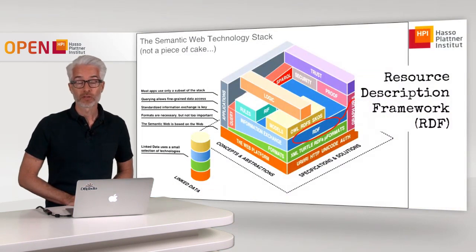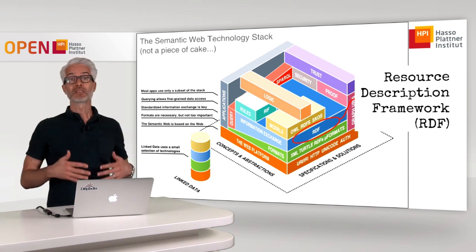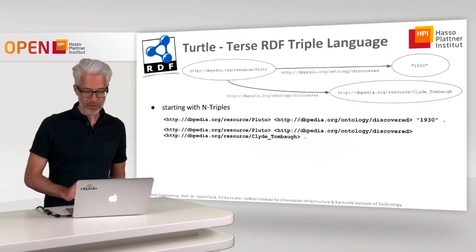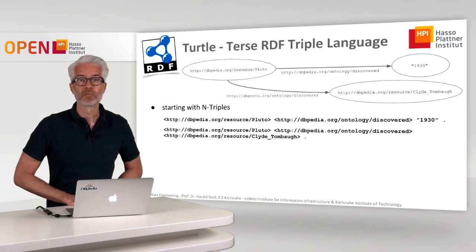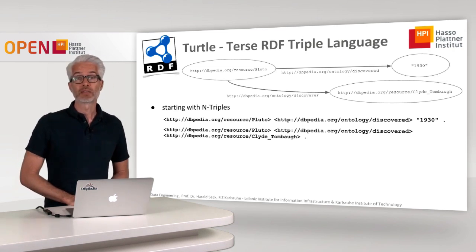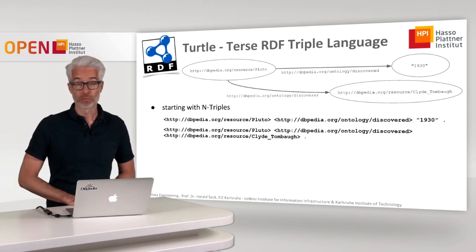RDF is the Resource Description Framework, and it's used in the semantic web or linked data technology stack to exchange information. So, let's go back to an already known example. We have here Pluto, which has been discovered in 1930. And we have Pluto, which has the discoverer Clyde Tombaugh.